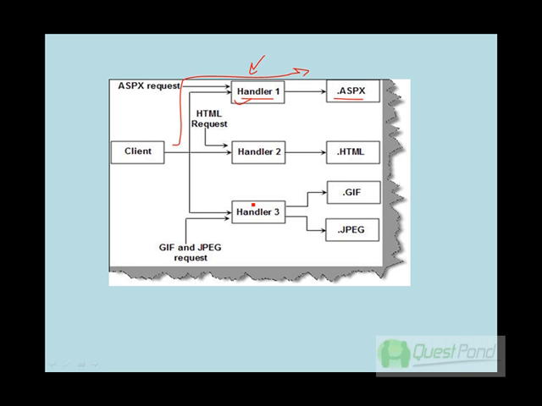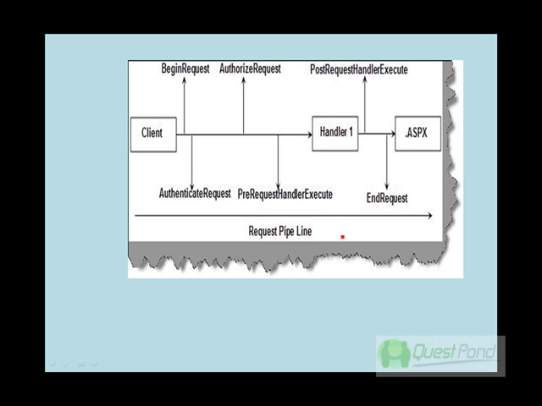In the same way, you can map one handler to multiple file extensions like GIF or JPG. For example, you can see in the figure that we have mapped HTTP handler 3 to two resource types, the GIF and the JPG. So basically handlers look at the file extensions, look at the request, and then inject themselves into the request depending on the file type requested, right?